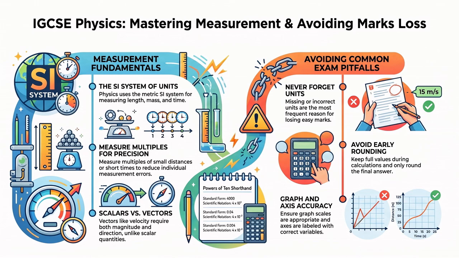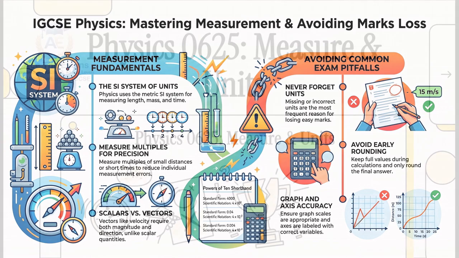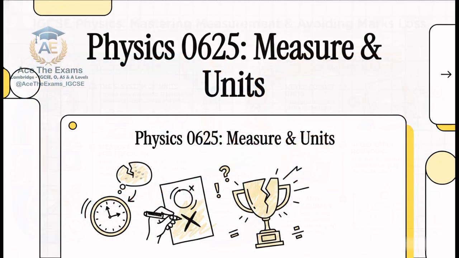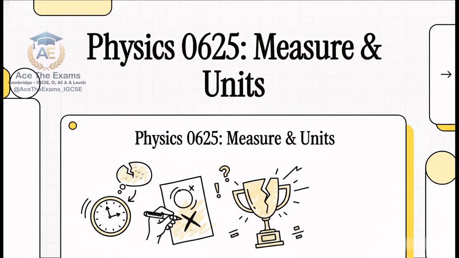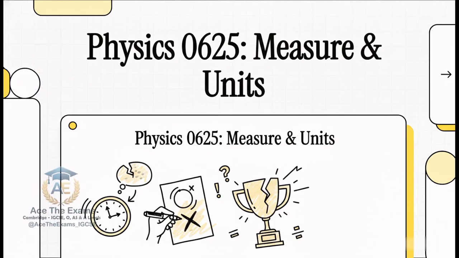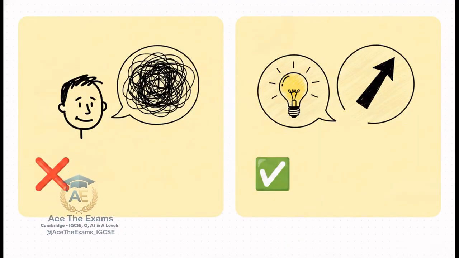Picture this. You're sitting in the exam hall. The clock is ticking down, and you've just nailed the final calculation. You scribble down the number, totally relieved, and you move right along. But what you don't realize is you've just thrown away top band marks on a question where your actual physics knowledge was absolutely flawless. And here is exactly why that happens.